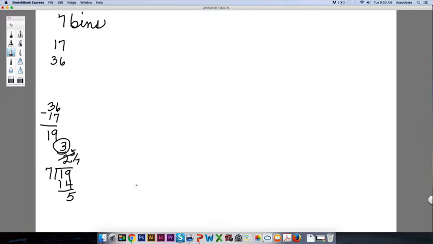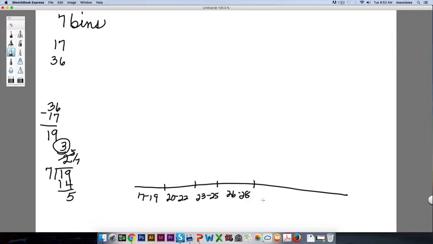So when I'm going to do this, I'm going to put this down here. My first bin is going to be from 17 to 19. So that gives me 17, 18, 19. That's going to give me the range. So the next one is going to be 20 to 22. The next range is going to be from 23 to 25. The next one is going to be from 26 to 28. The next one, 29 to 31. The next one's going to be from 32 to 34. And the final one's going to be from 35 to 37.